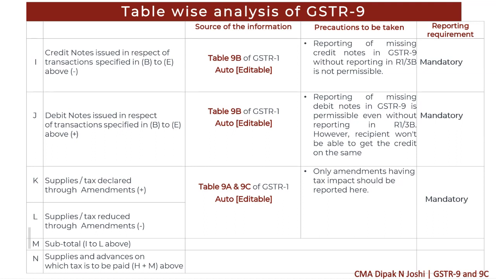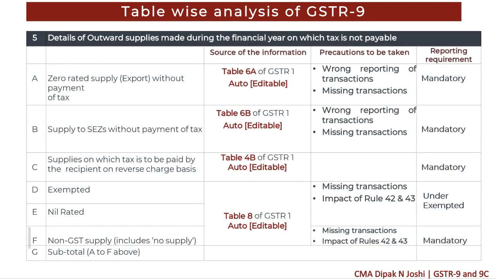Right? So this is table 4. Table 4M is the subtotal and table 4N is the supplies and advances on which tax is to be paid. That is table 4H plus table 4M. Next is table 5. Again, it is identical to table 4.